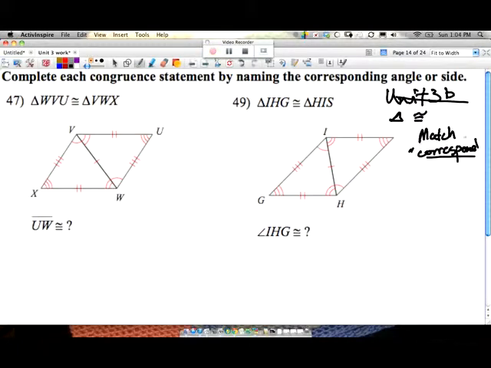Correspond. That's the idea. You're going to see what corresponds to what, or corresponding pieces, but what does that mean? It just means matches. Okay, so complete each congruence statement. That means that these two things are the same, but not only are they the same, they're the same in a very specific way. And that's made here by this statement.